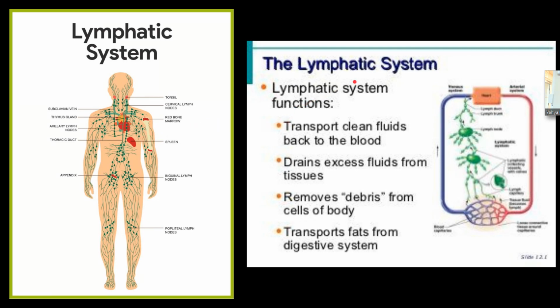So what does this lymphatic system do? It cleans the fluids that have leaked out of the blood. It transports them back to the blood. It also drains excess fluids from the tissues. If the lymphatic system did not drain all this leaked fluid, then fluid would start to build up in the legs or in the arms.